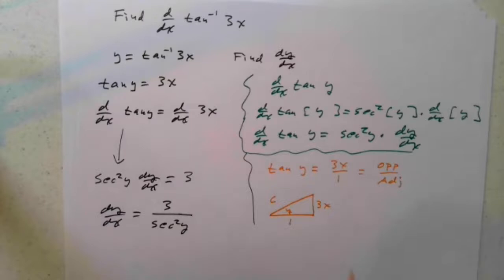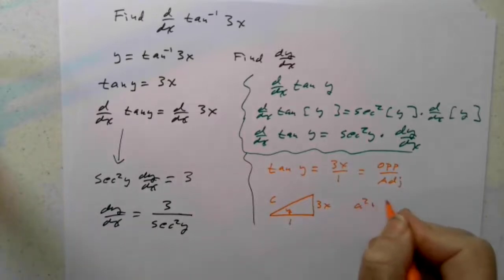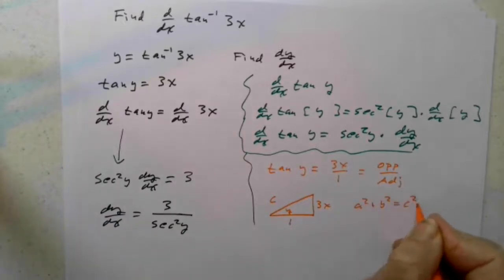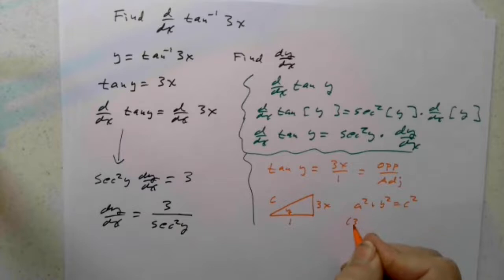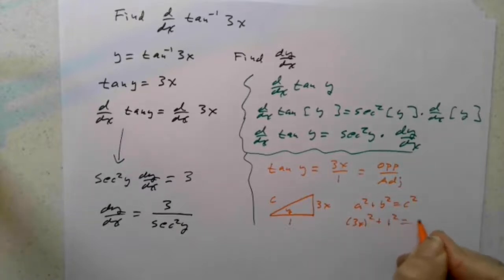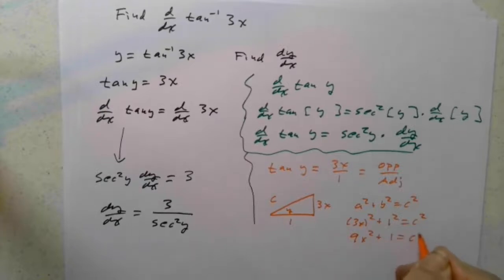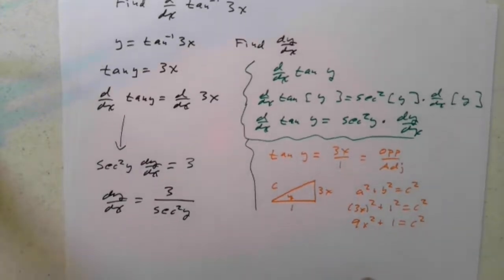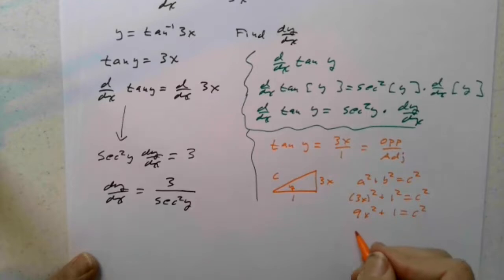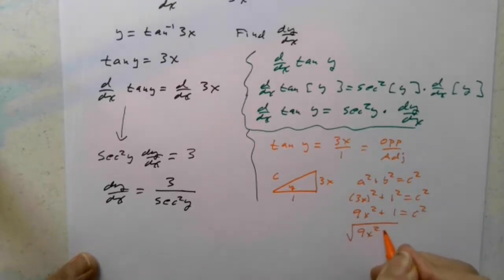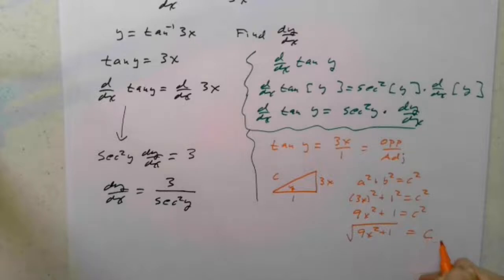What do we know? Well, we know a squared plus b squared is c squared. So we know 3x squared plus 1 squared is c squared. 9x squared plus 1 is c squared. So c is plus or minus, but the way we have it drawn, it's got to be positive. The square root of 9x squared plus 1 is c. Okay, that's nice to know.